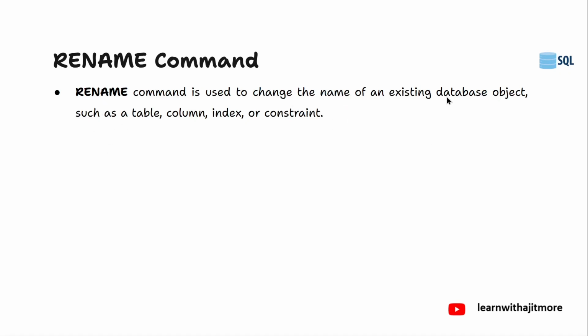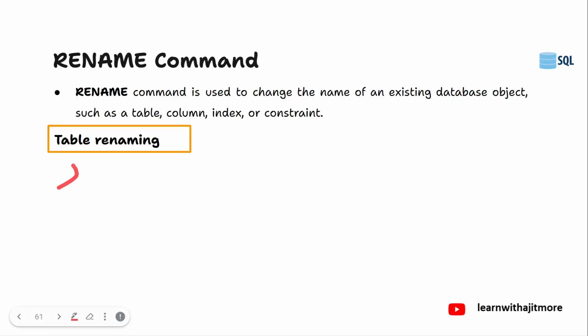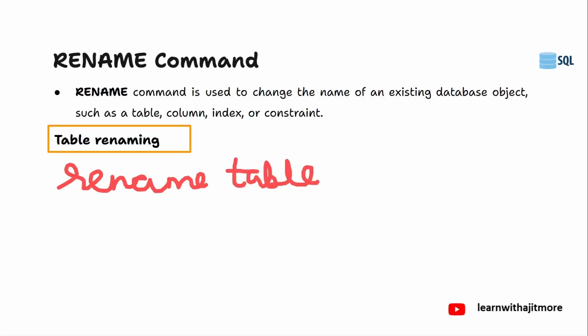Rename is used to change the name of an existing database object, such that a table is a database object, a column is a database object, an index, a constraint. First, we'll see renaming a table. Now, how to rename a table? The command is rename. Then what do you want to rename? Table. Therefore, the keyword table. Just now we saw the keyword column.